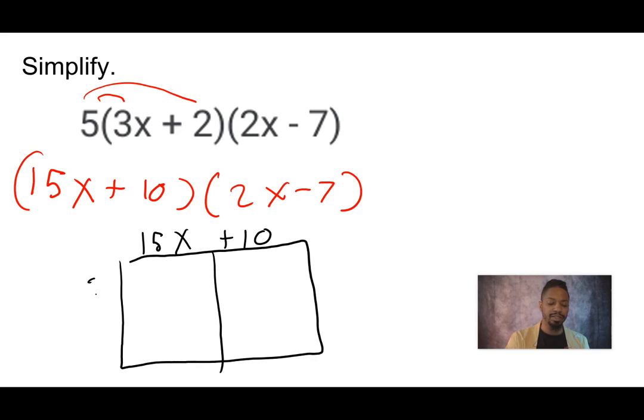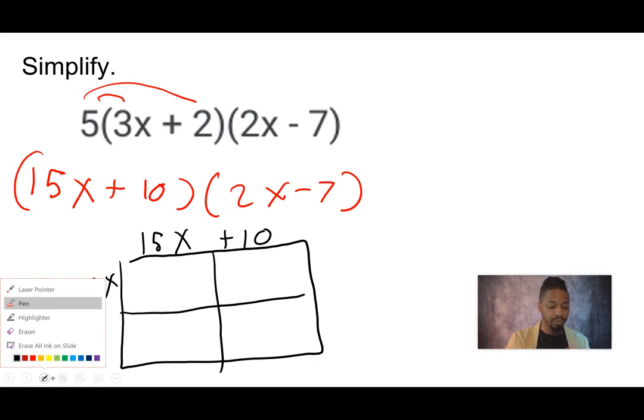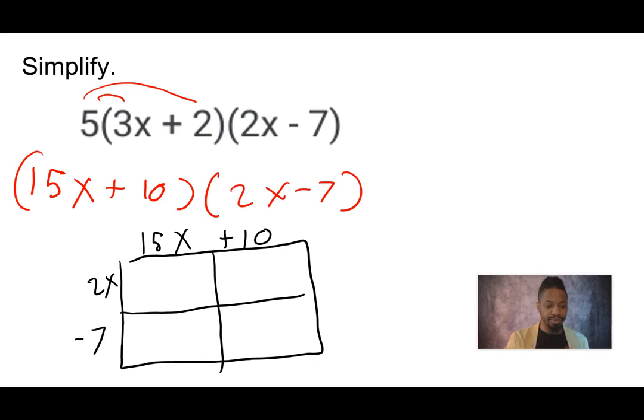(15x plus 10), (2x minus 7). Then we just multiply and combine like terms. So 2x times 15x, that's going to be 30x squared. 2x times 10, that's going to be 20x. 15x times negative 7, that's going to be negative 105x. And negative 7 times 10, that's going to be negative 70.